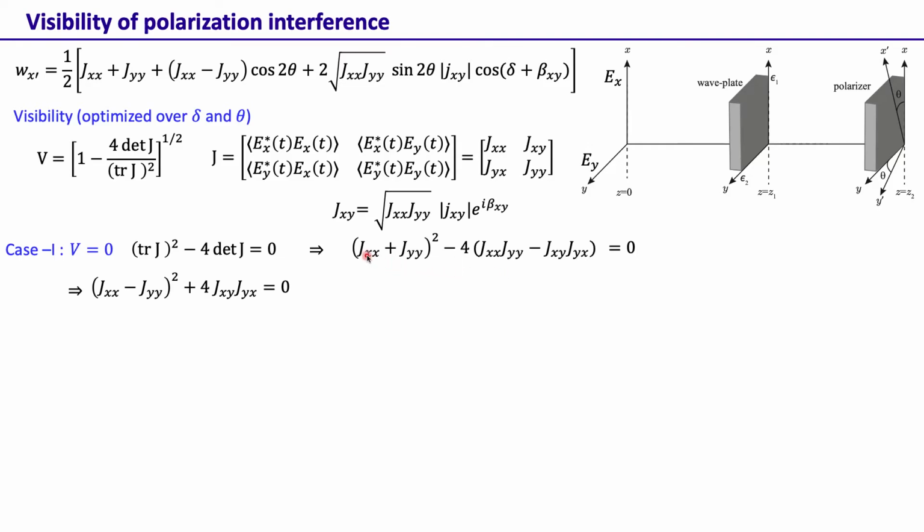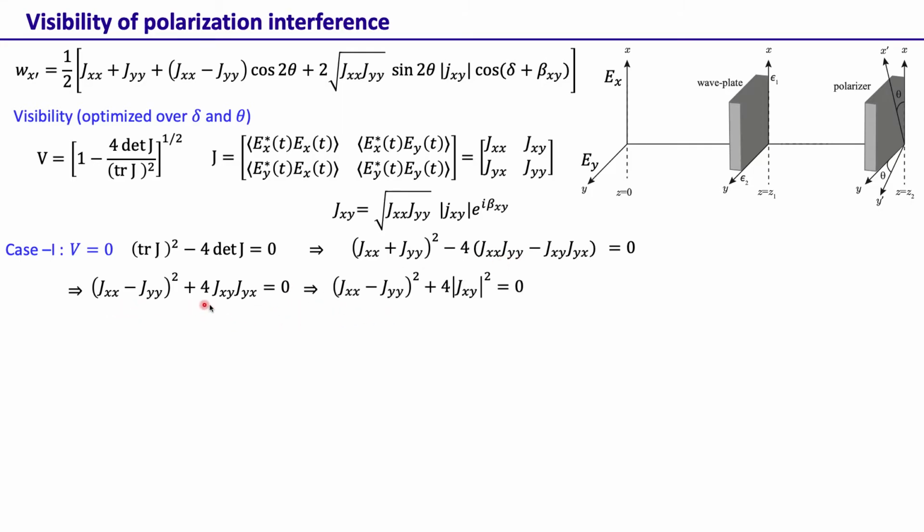If that is 0, then this (Jxx plus Jyy) square, we write that as (Jxx minus Jyy) square, and then the extra term gets cancelled from the term over here, this Jxx Jyy, and then we just have this.